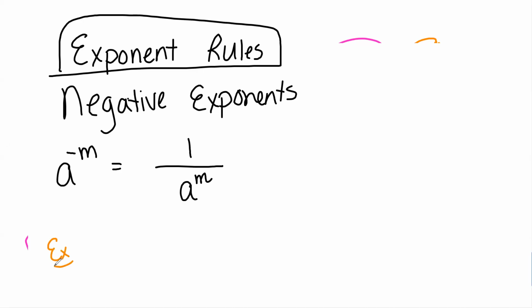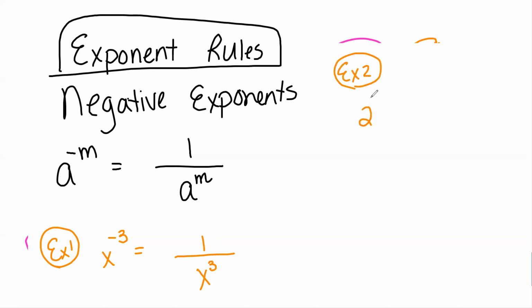So example, if it's x to the negative 3, you're going to make a fraction, put it to the bottom where it's going to come positive, and put a 1. Okay, that's example 1. Let's do another one. Example 2. What if it's 2 to the negative 3? Build a fraction, send it down, put a 1. And now we can actually do 2 to the third, either in your head or calculator. That's 2 times 2 times 2. That's 8. So this will be 1/8.